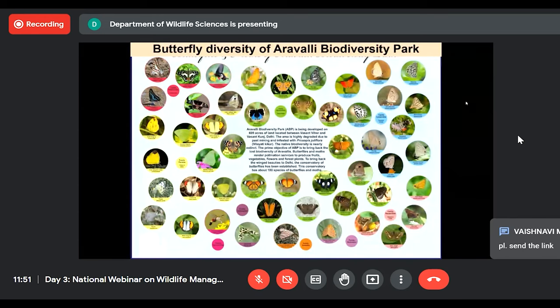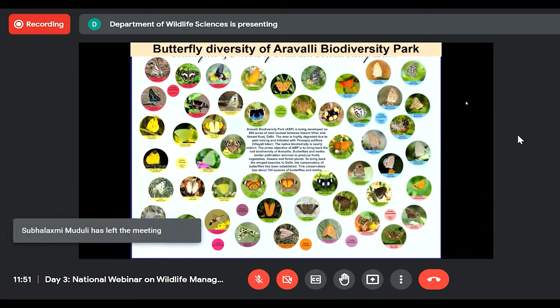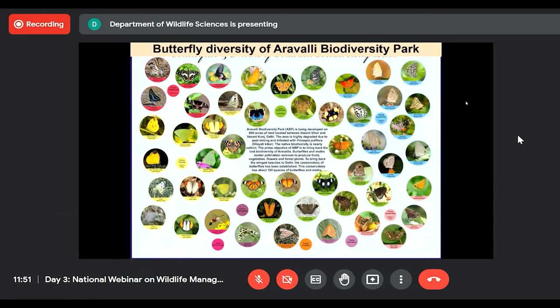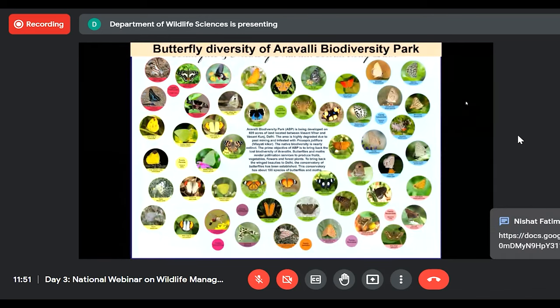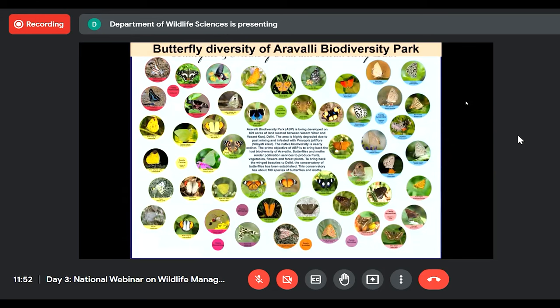because each butterfly requires a range of host specific plants. If one butterfly requires 1 to 15 plant species, then if you have 100 butterfly species, you need more than 1,000 plant species in your area. So that depicts the diversity of vegetation, the heterogeneity at all levels that supports all kinds of animal communities.